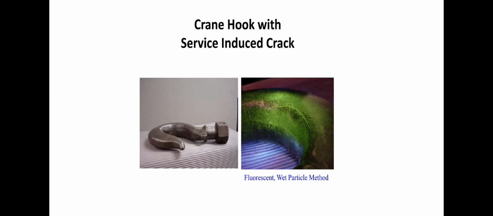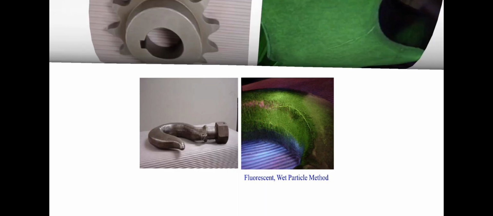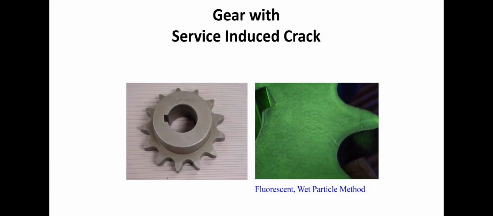This is the result of a service-induced crack in a crane hook with the fluorescent wet particle method. Here we can see the crack clearly. This is the crack we can see from the magnetic particle inspection method. We are using fluorescent magnetic particles here, so that's why it is so efficient and visible. This is another example from a gear. Here we can see the crack clearly. This is the crack.